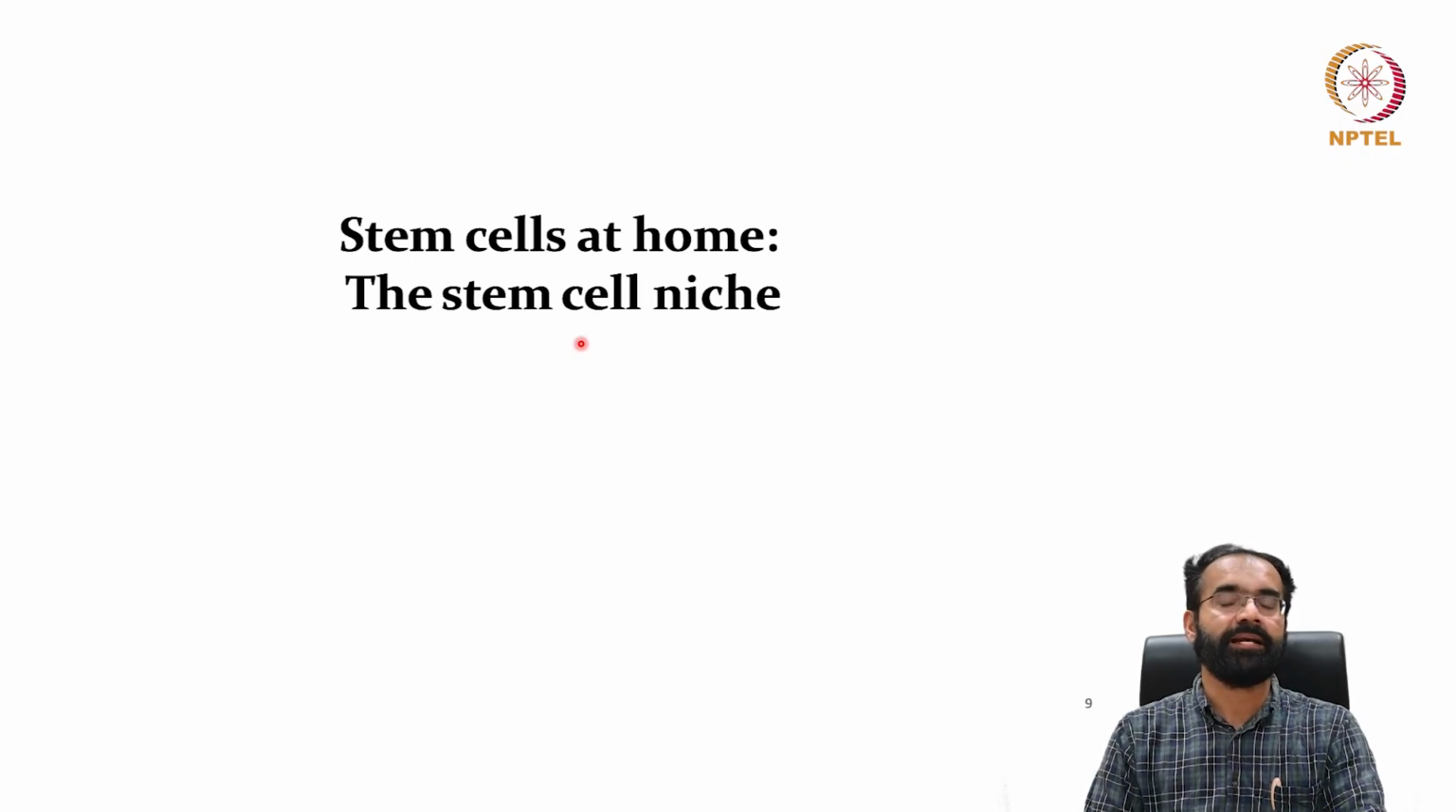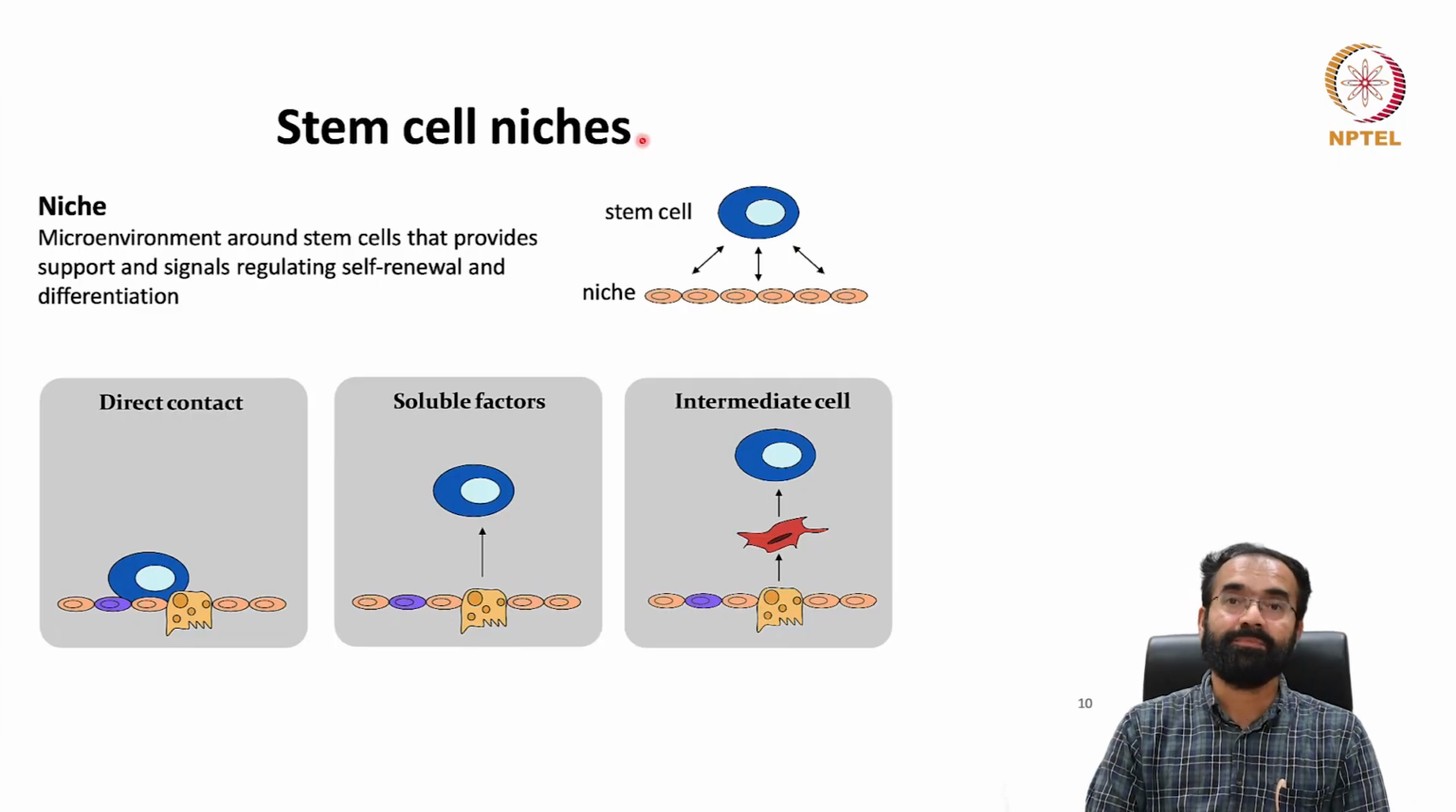For example, if I take iPS and put into kidney, they will not make liver cells there. They will try to make a kidney-like cell. They look at the surroundings. So stem cells have specific niches. Niche is basically the microenvironment around stem cells that provides support and signals. Both are needed, support and signal. Signal means chemical signals regulating self-renewal and differentiation.